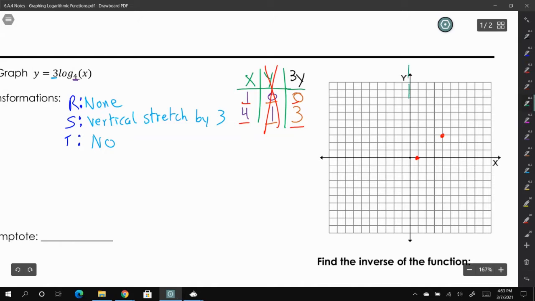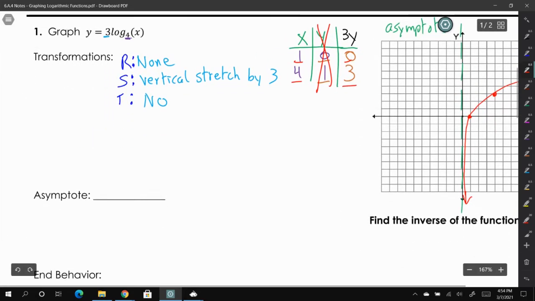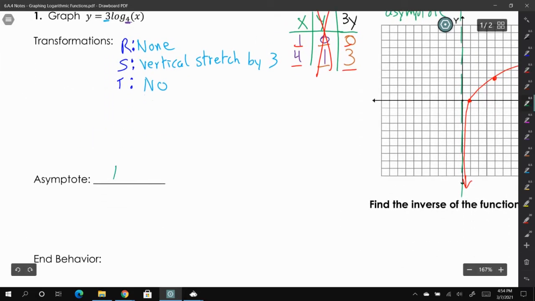And our asymptote is still going to be x equals 0. And our graph looks like that. So it kind of looks the same as what we graphed earlier, except this is a vertical stretch. Asymptote, again, is going to be x equals 0.